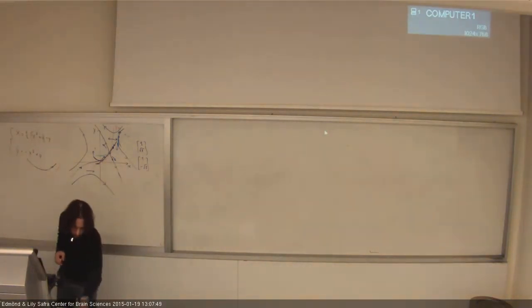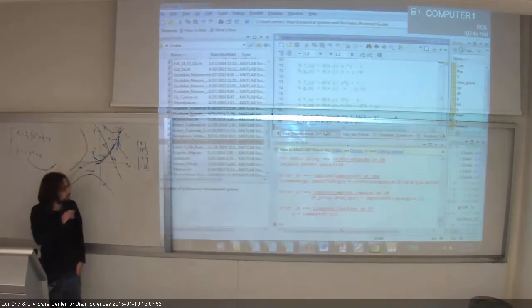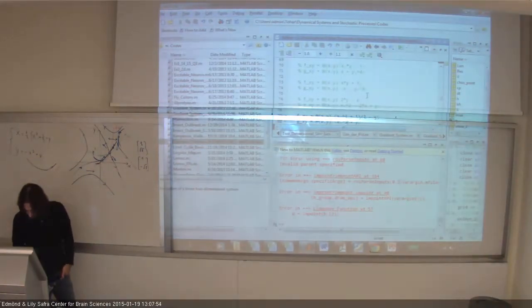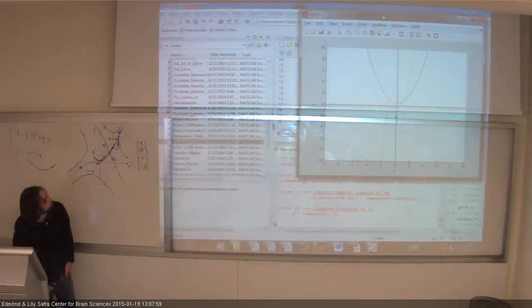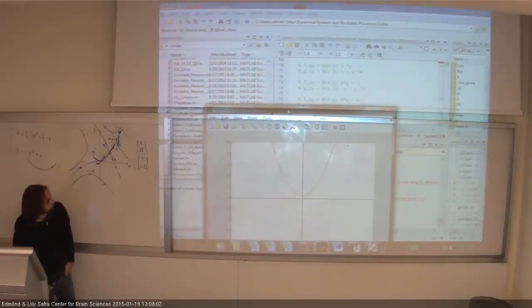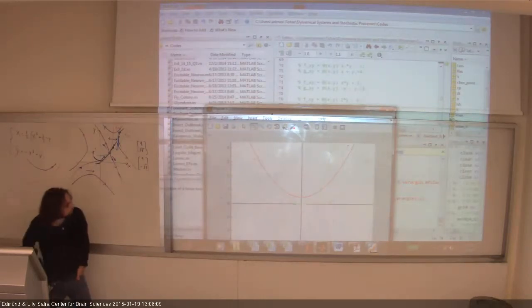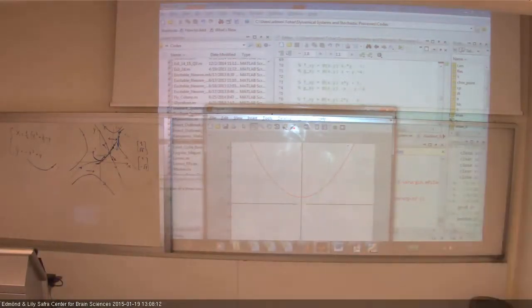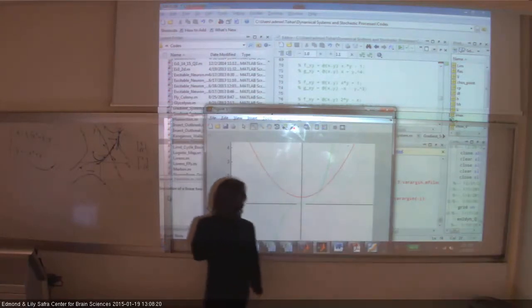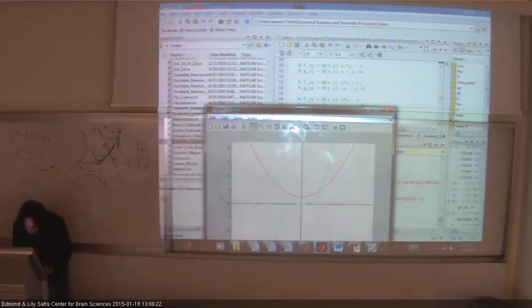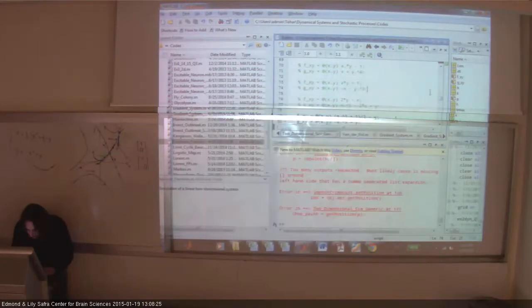So I'm going to show a simulation of the system, and you can see what the trajectories look like. Oh, it's a little hard to see the null lines. Let's do it differently.